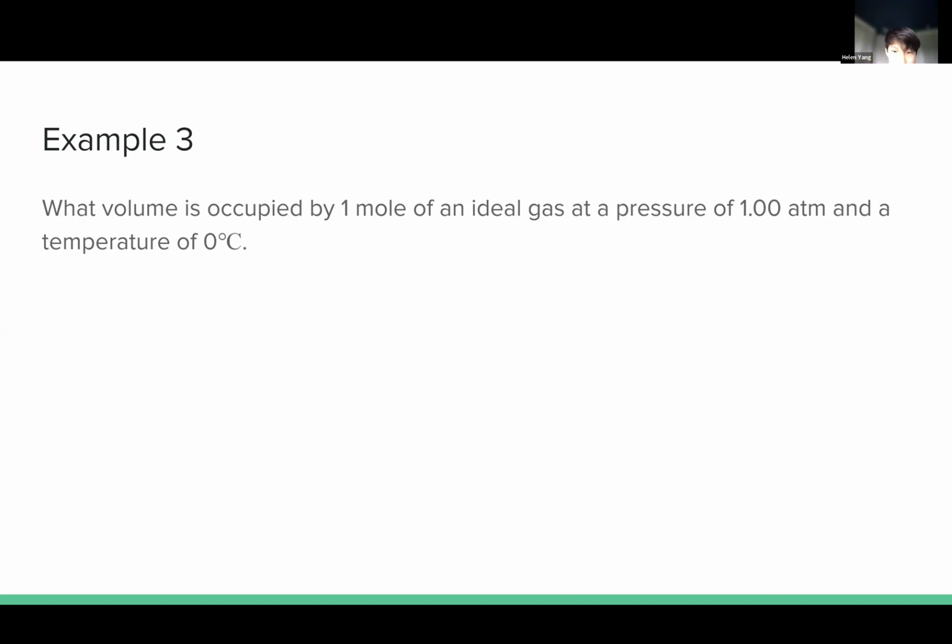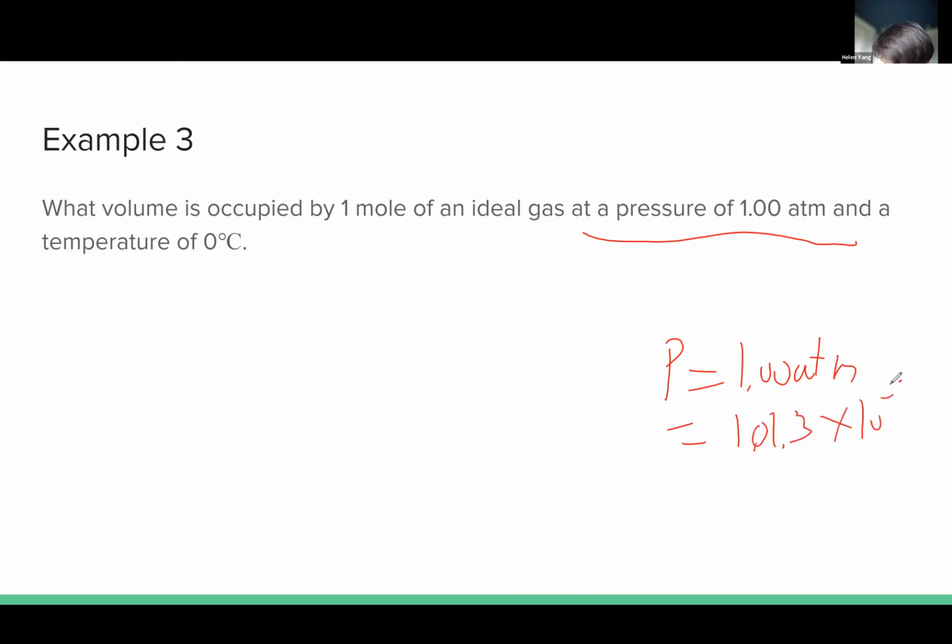I forgot to tell you that right here it says it has a pressure of 1 atm, and 1 atm is equal to 101.3 times 10 to the 3 pascals. Okay, so you guys put from the problem down.